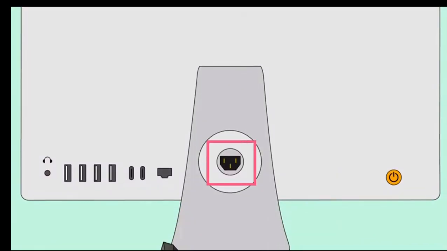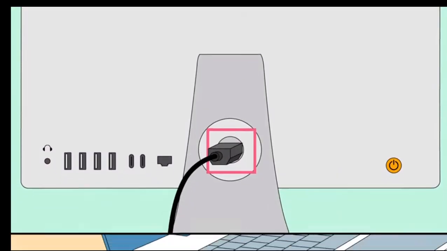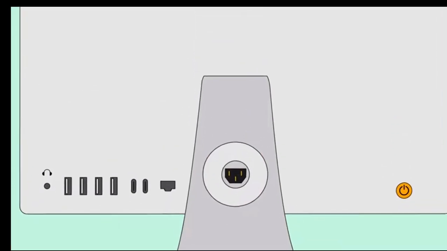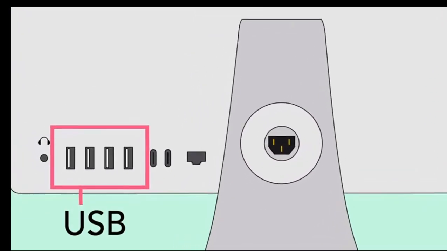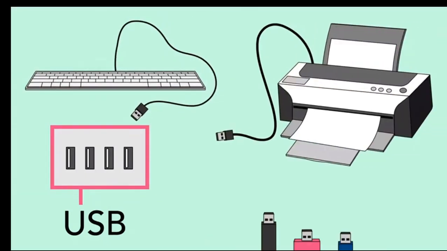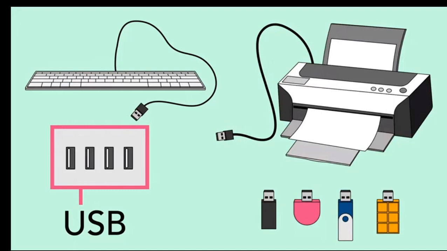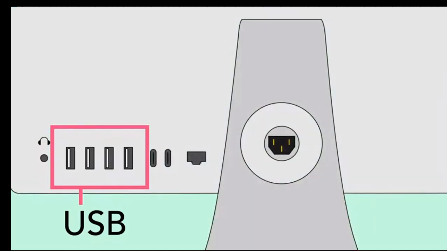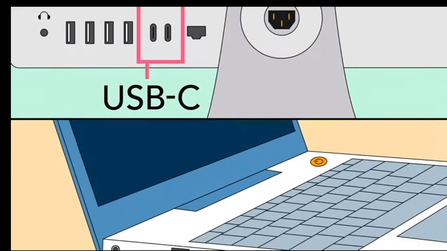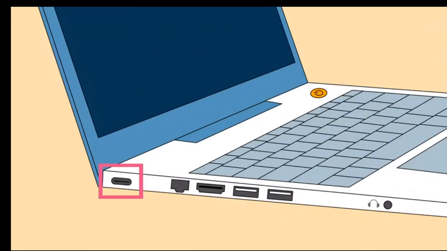The power socket is where you'll connect the power cord. If you have a laptop, you'll have a charging port instead. Most computers provide more than one USB port, so you can plug in any device you might need. Keyboards, printers, and USB drives are all common examples. Some computers even have USB-C ports, which can be used for many different things, not just plugging in devices. Laptops, for instance, often use the format for the charging port.